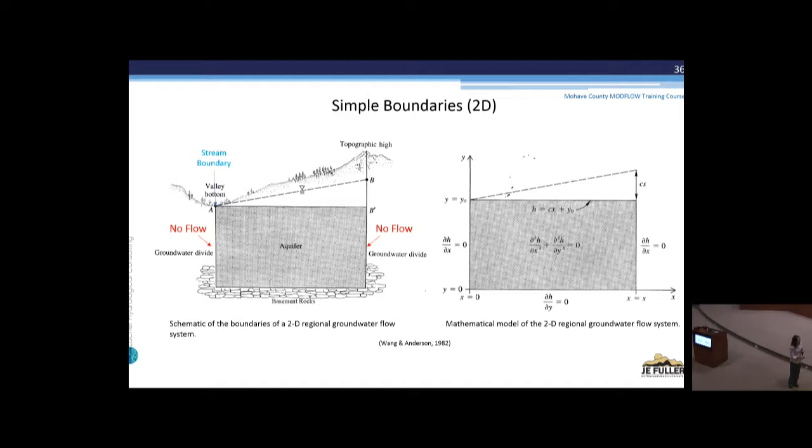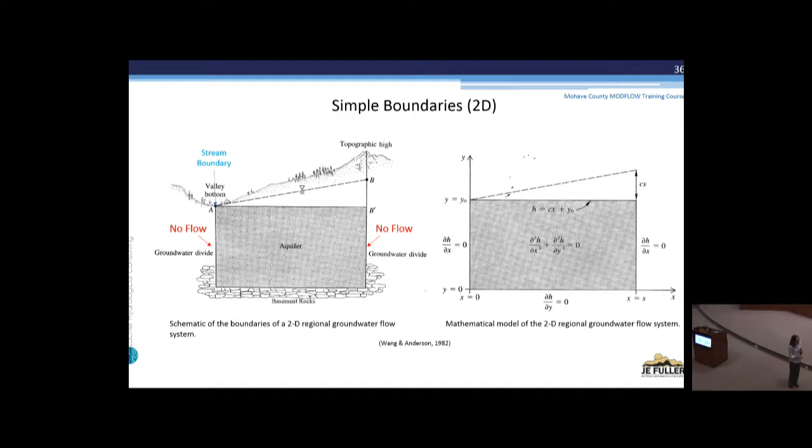No flow across the basement and no flow at this groundwater divide where there's a stream. All the flow's coming from this way toward the stream and this way toward the stream. So there's no groundwater crossing this divide either. So in effect, it's a no-flow boundary. The only thing controlling flow here is the height of the water table above the stream. So as this varies, discharge to the stream varies.